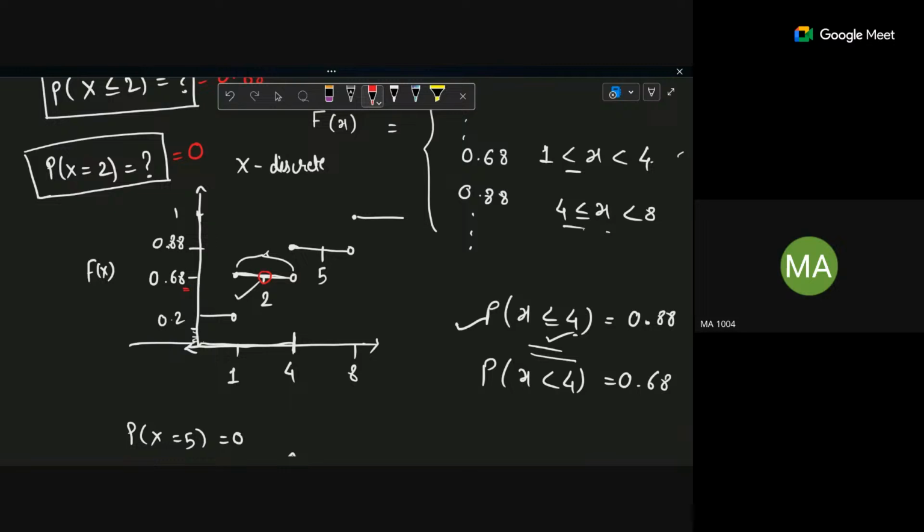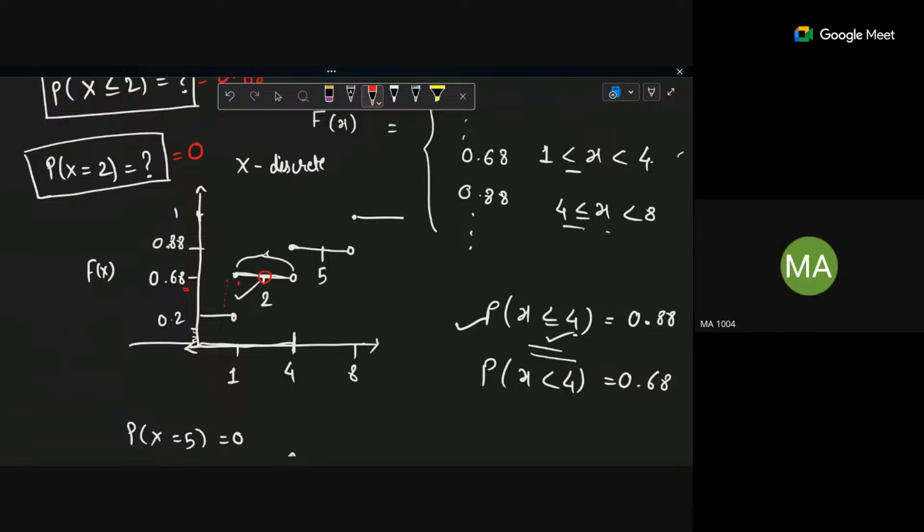But you're calculating probability at a point where your graph has a jump. For example, probability at x is equal to 1. See, here it is a jump. It's continuous only from 1 to 4, so 4 is not included. At a particular point it will be 0. Okay, thank you.